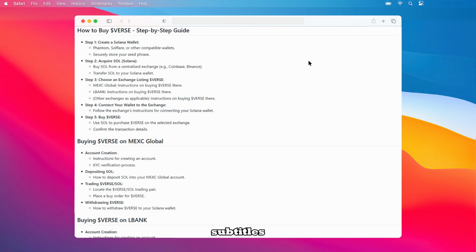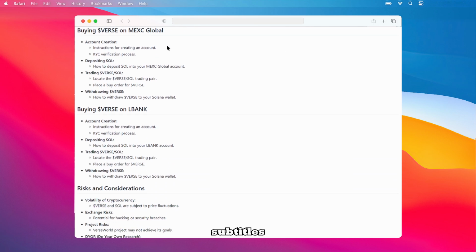Let's look at buying Dollarverse on MEXC Global. First, create an account and go through their KYC verification process. Next, deposit SOL into your MEXC Global account. Find the Dollarverse/SOL trading pair, place a buy order for Dollarverse, and once you're done, you can withdraw your Dollarverse to your Solana wallet.